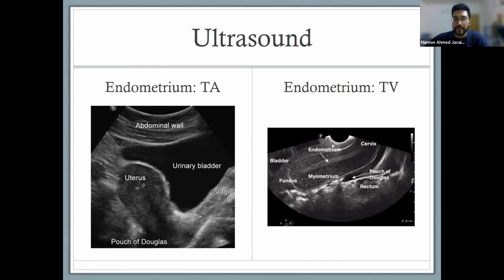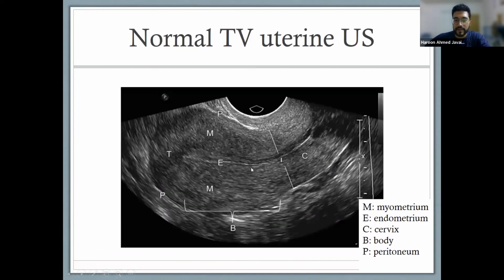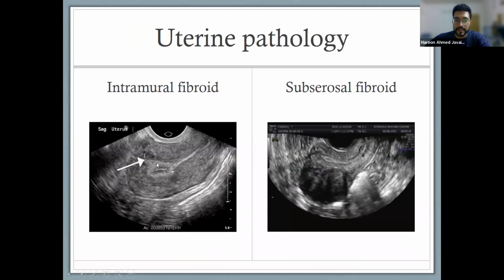When you're doing a transvaginal view, the first structure that you encounter is the cervix, and then you can see this whole uterus again. The bladder is somewhere over here on top, and this is the pouch of Douglas. Okay, so basically, this is a normal transvaginal view. What they're trying to tell you over here is that there may be fibroids in the uterus.